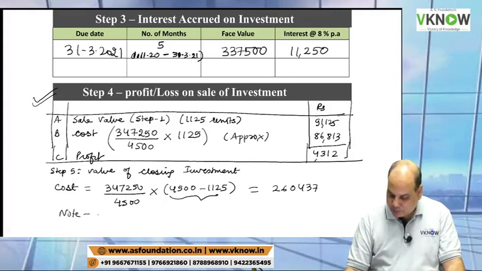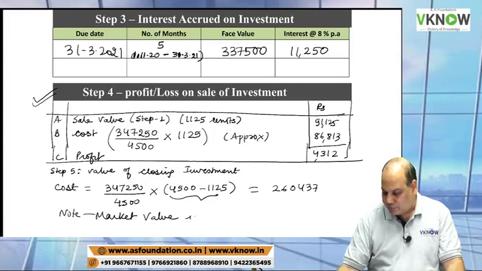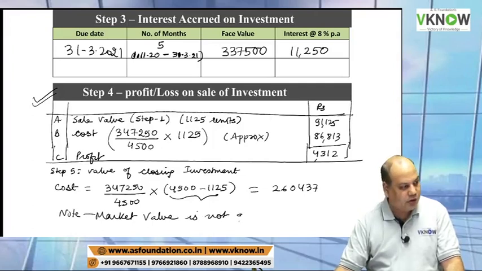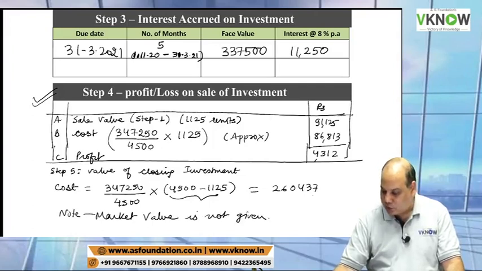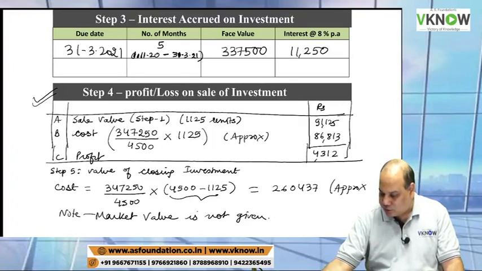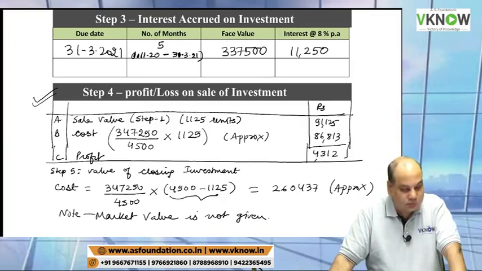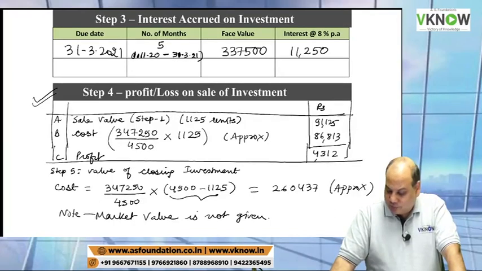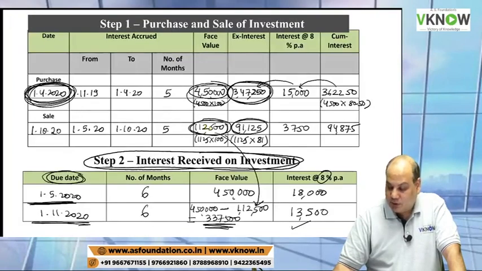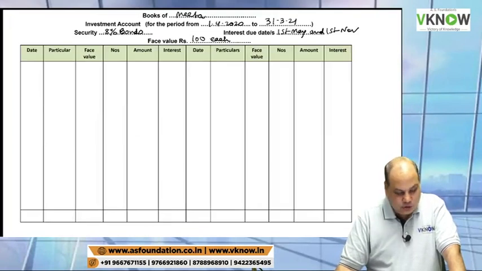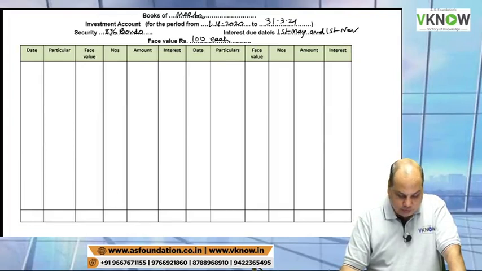Note, market value is not given. 1 rupee plus minus is okay. Write down approximate. You can write 438 also if you want. 260438 is also welcome. So now I have prepared all the working notes. We will prepare the main answer, which will take only 1 or 2 minutes now.